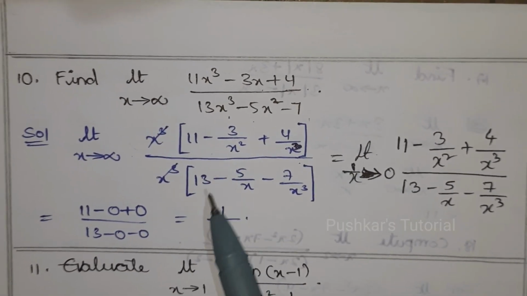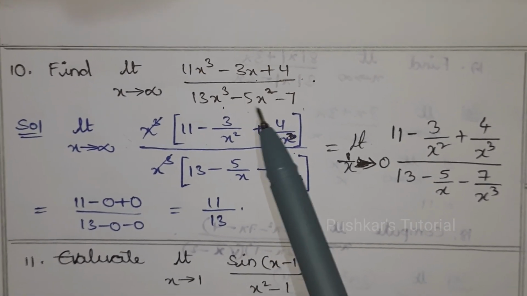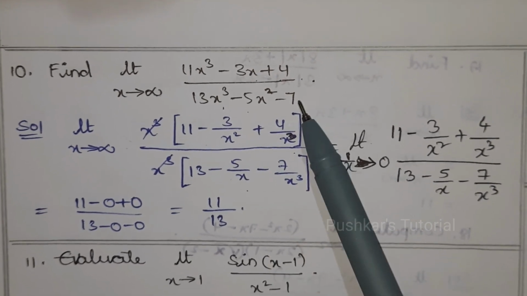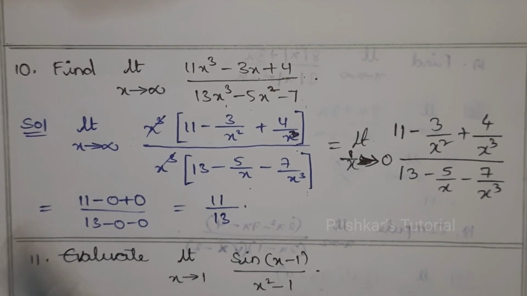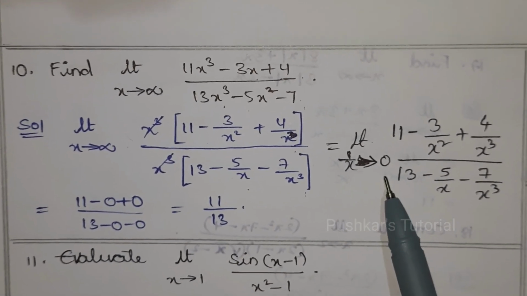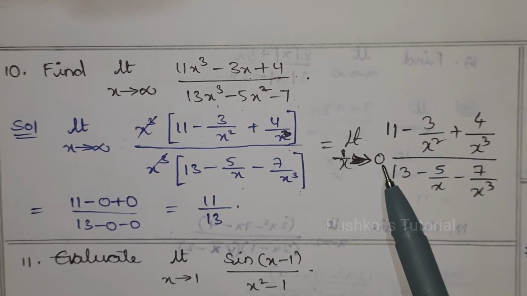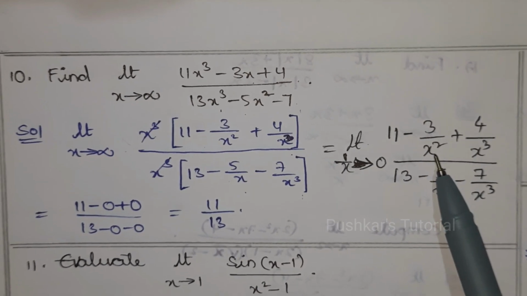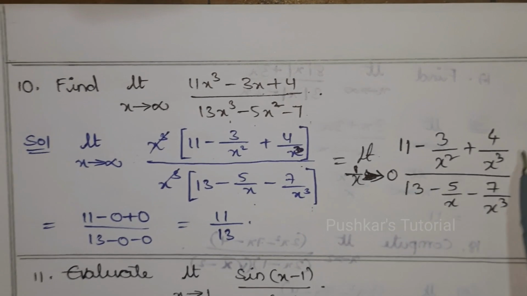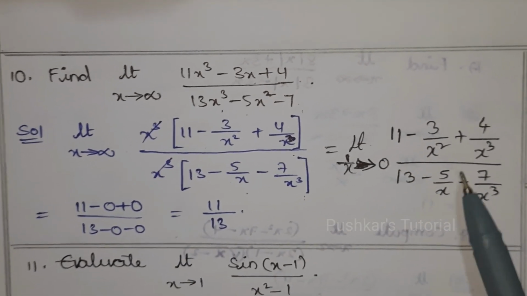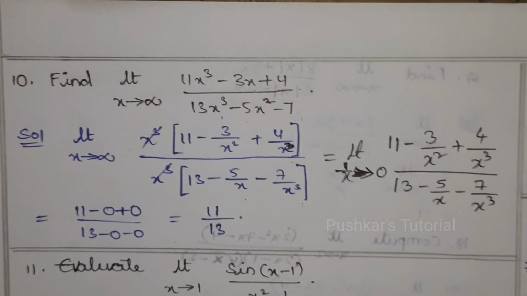Next, the same thing in the denominator, 13, 5x square. One more x is less, so you have written 5 by x, and no x, so minus 7 by x cube. x cube gets cancelled. Limit x tends to infinity means 1 by x tends to 0. So whatever is left over, I am writing again. So wherever 1 by x is there, you have to put 0. So 3 by x square means 3 into 1 by x square only. So this part is 0, the by x cube part is 0, the by x part is 0, the by x cube part is 0. Only the answer, 11 by 13.